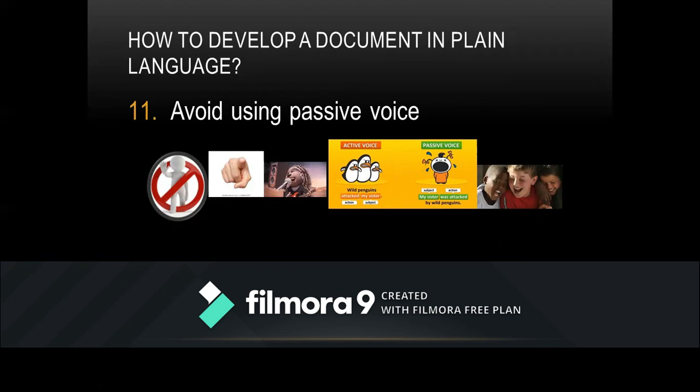Yung passive voice is yung action ang gina-emphasize. Okay, whereas the active, the doer ang gina-emphasize. For example, I ate the cake. So that's the active. But if going to make it passive, so the cake was eaten by me. So active natin siya. Okay, so avoid using passive. So emphasize natin yung doer.